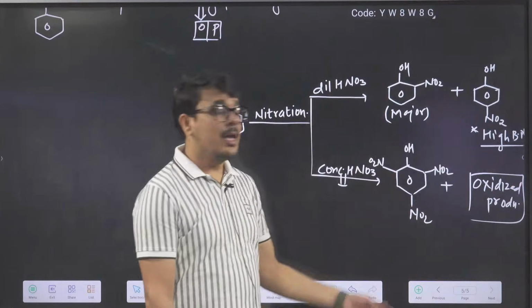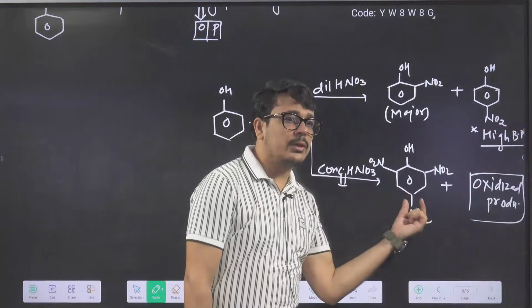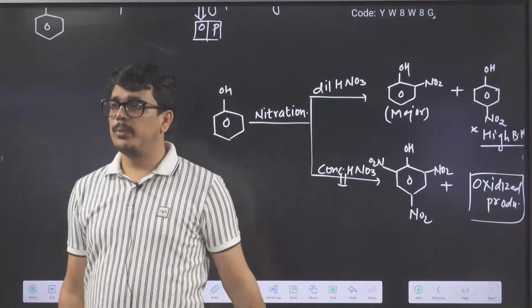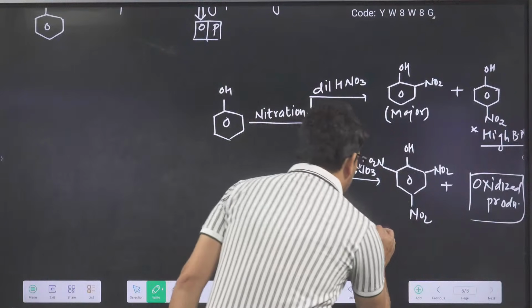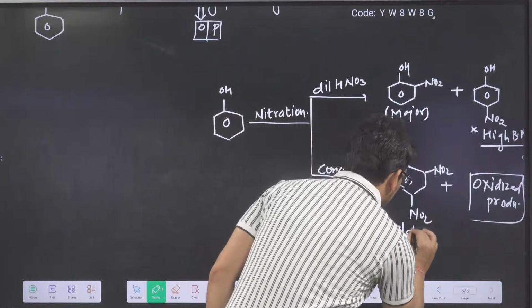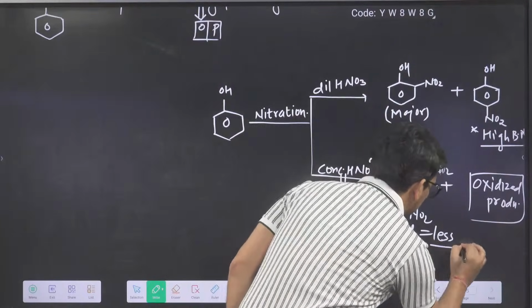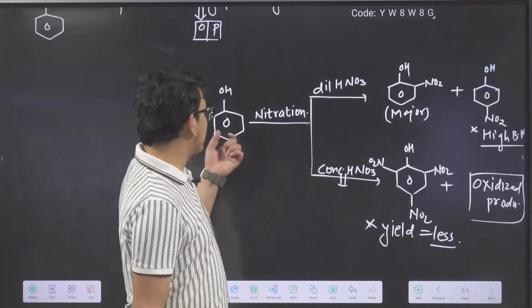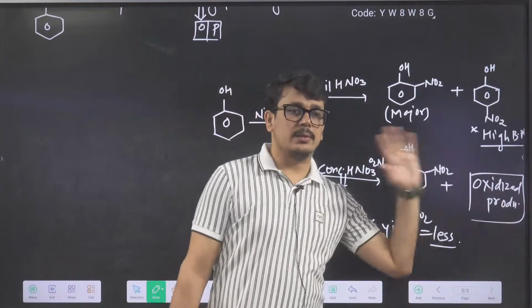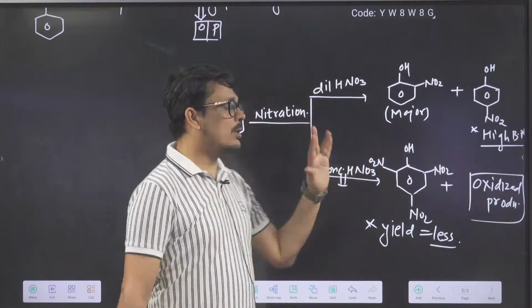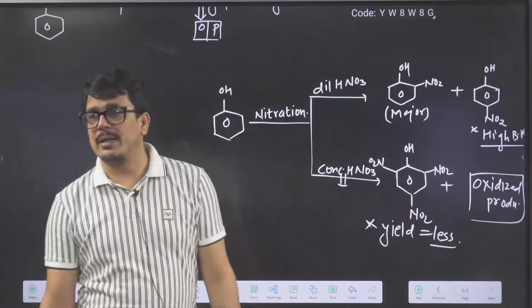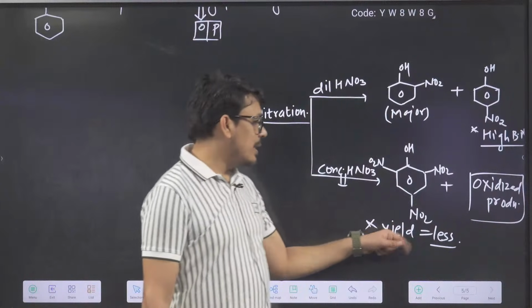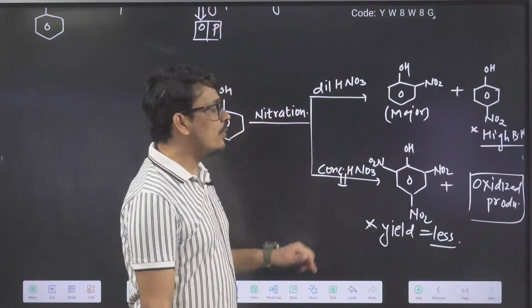Now if phenol is converted to picric acid, or partly converted to the oxidized product, can I say the yield of picric acid will be low? Yield is less, or not? Why is this yield less? Because in this case the phenol also gets oxidized. Complete phenol is not converted to picric acid.